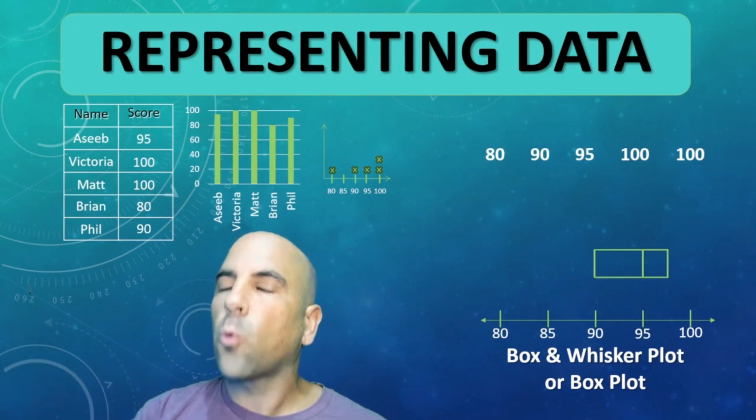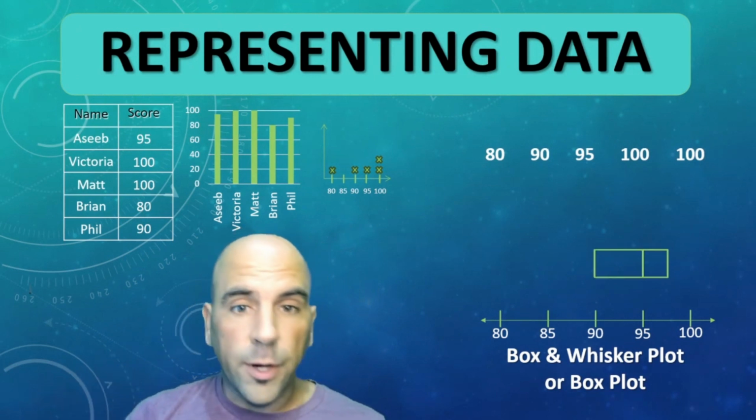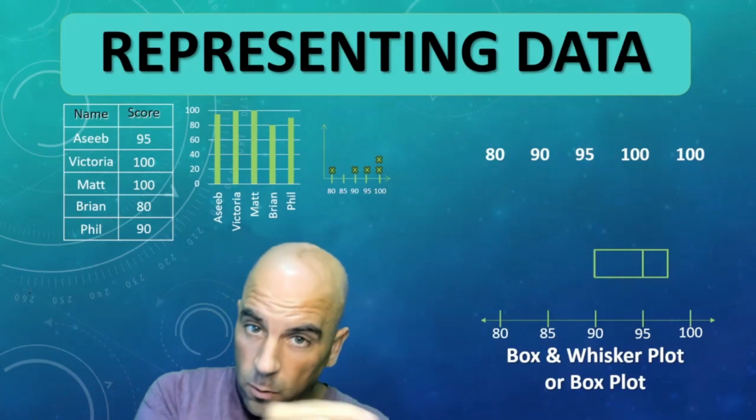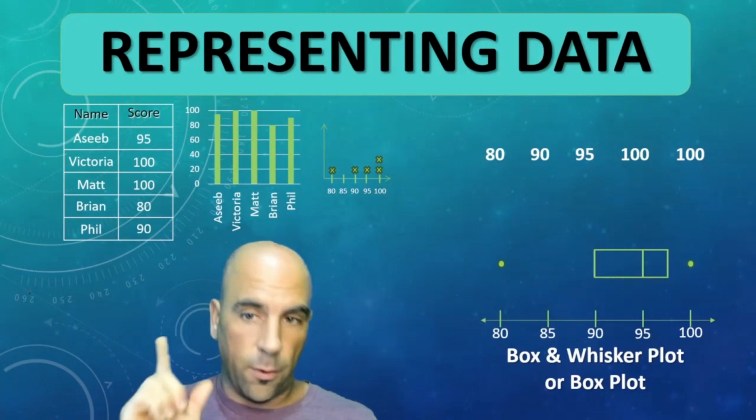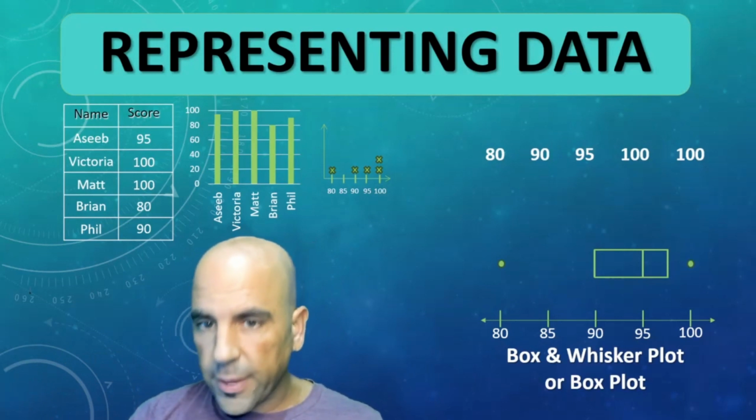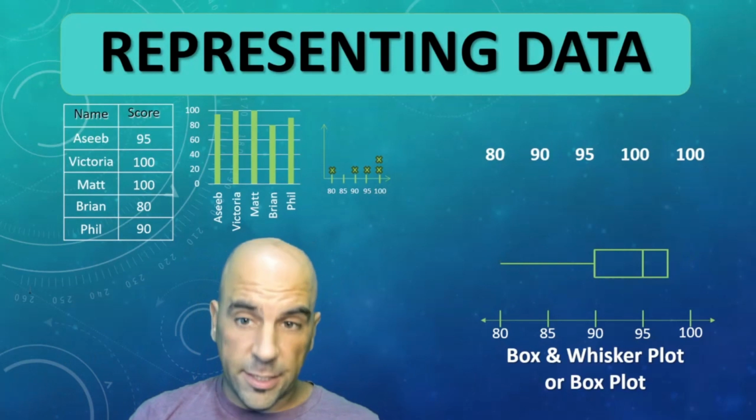That's our interquartile range. The next thing we want to do is draw a line down to the lowest point and then a line up from the box to the highest data point. That would be right here and right here. So let's do that. There's a line to the lowest, there's a line to the highest.